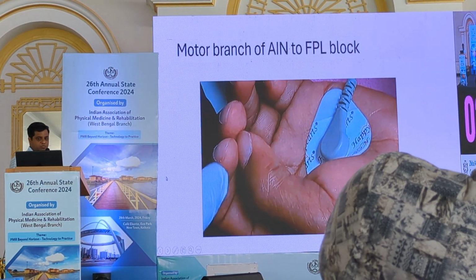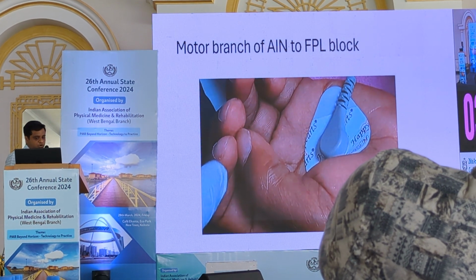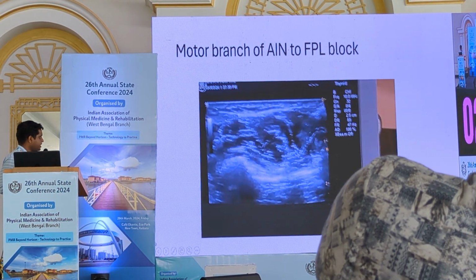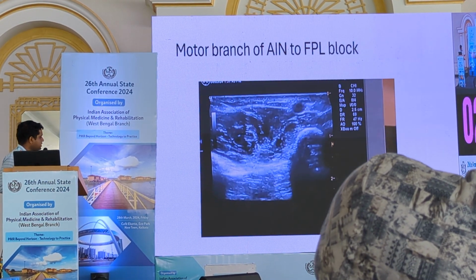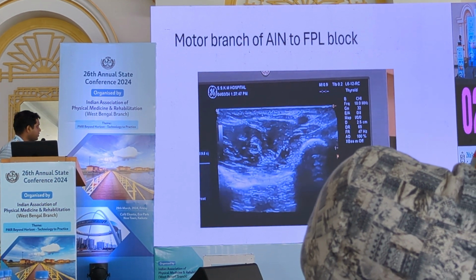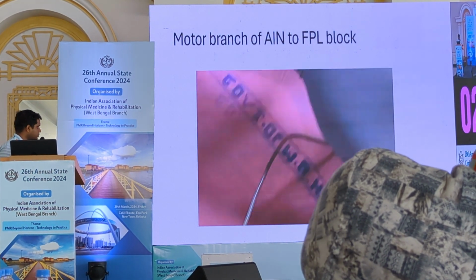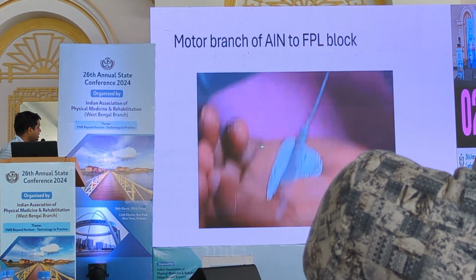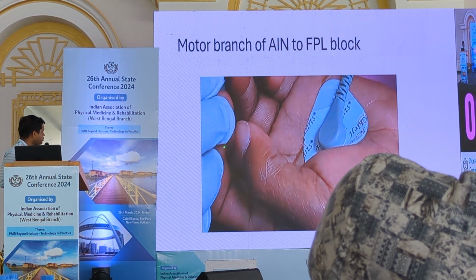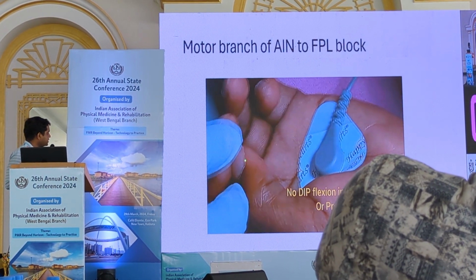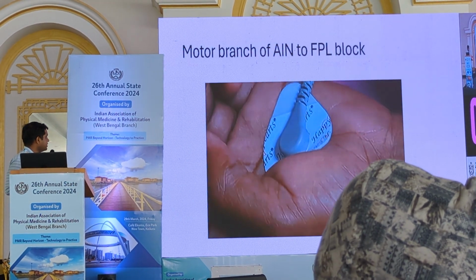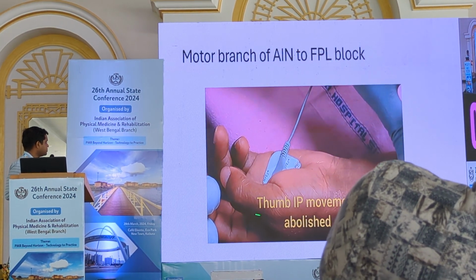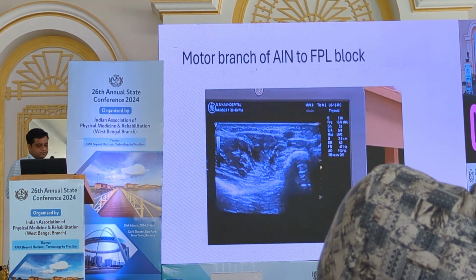Now we go for the motor branch block of the anterior interosseous nerve to flexor pollicis longus. As we know, the anterior interosseous nerve is a branch of the median nerve and it supplies the flexor pollicis longus, the pronator quadratus and the flexor digitorum profundus. Here we see only the movement of the flexor pollicis longus. As we see, there is a beautiful movement of the flexor pollicis longus, but no pronation and no movement of the DIP joint of other fingers. So we have gone to only the selective branch to FPL of AIN. Then we inject the local anesthetic and the movement stops. Okay. So we have effectively blocked this branch also.